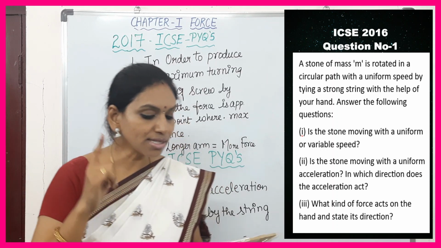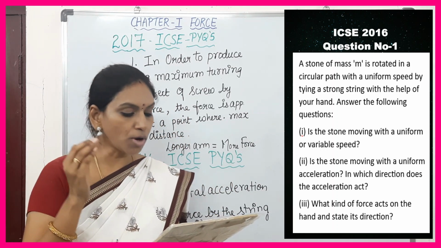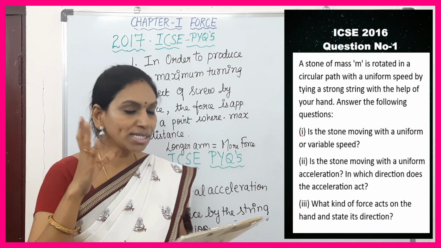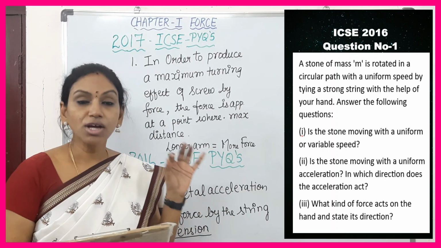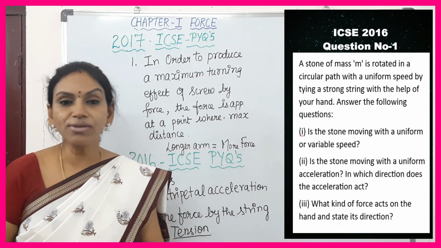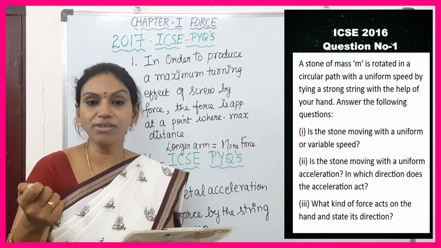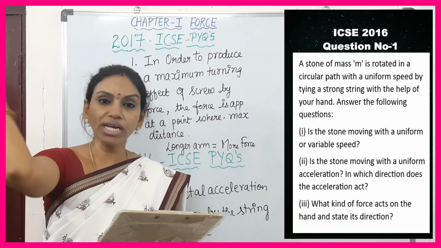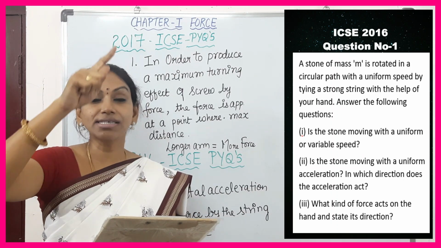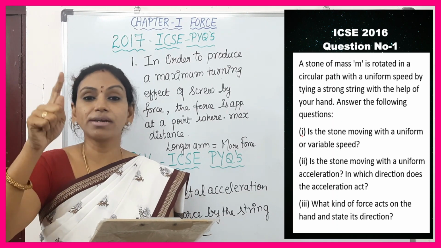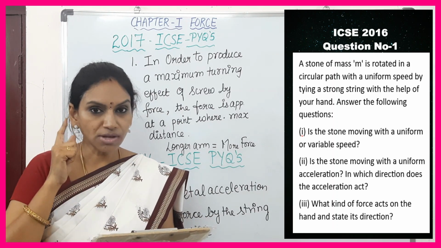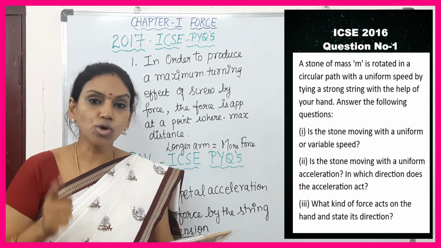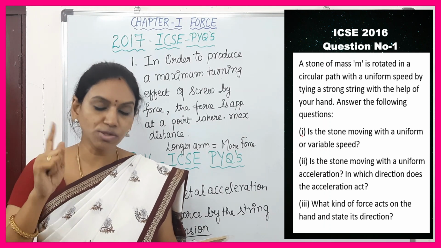First question: is the stone moving with a uniform or variable speed? What is the answer? The stone is moving with a uniform speed. We know that when a stone is tied with a string and is moving in a circular path, it takes up the same speed. It will move with the same uniform speed. So the first answer is yes, the stone will be moving with uniform speed.